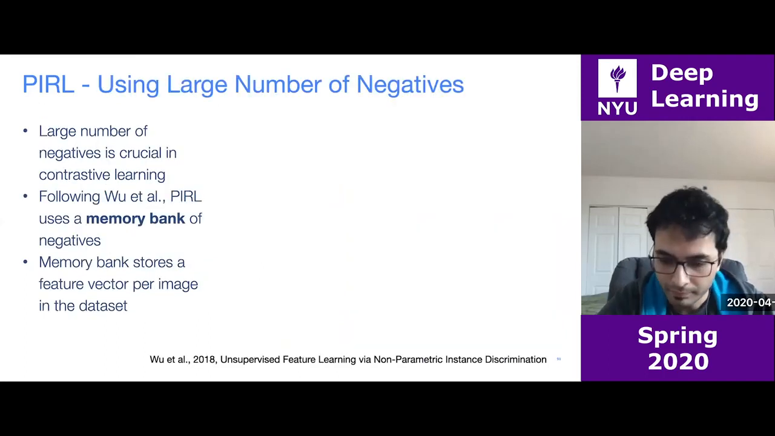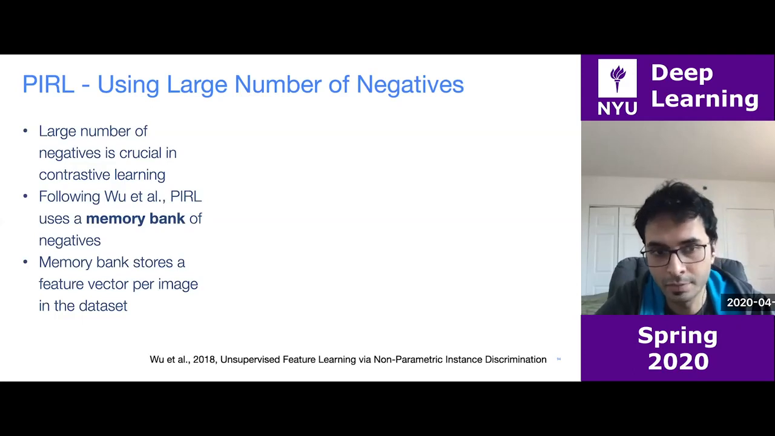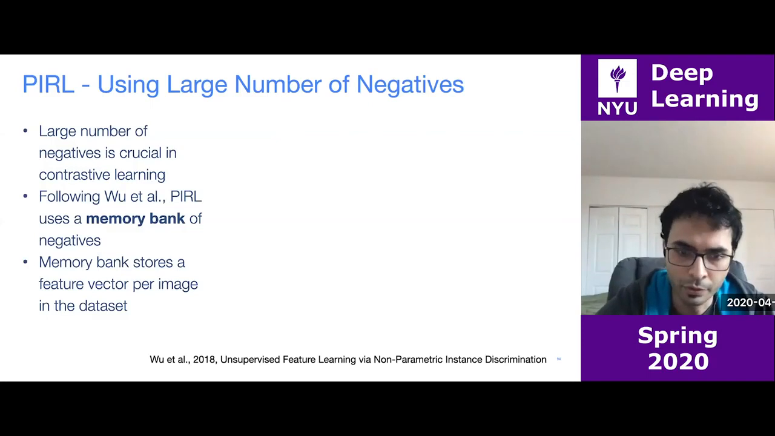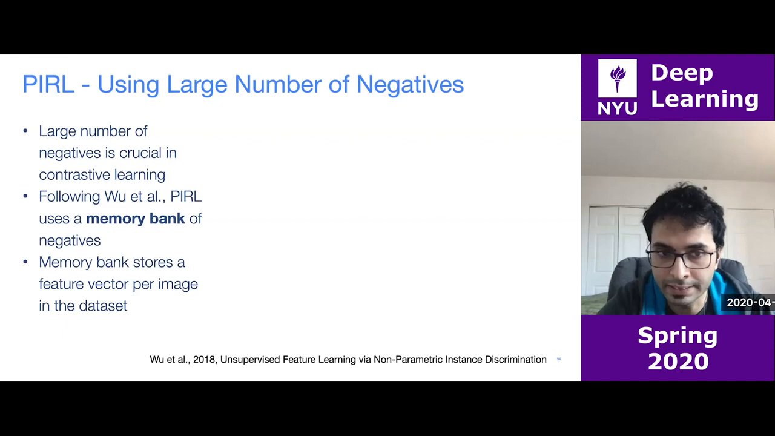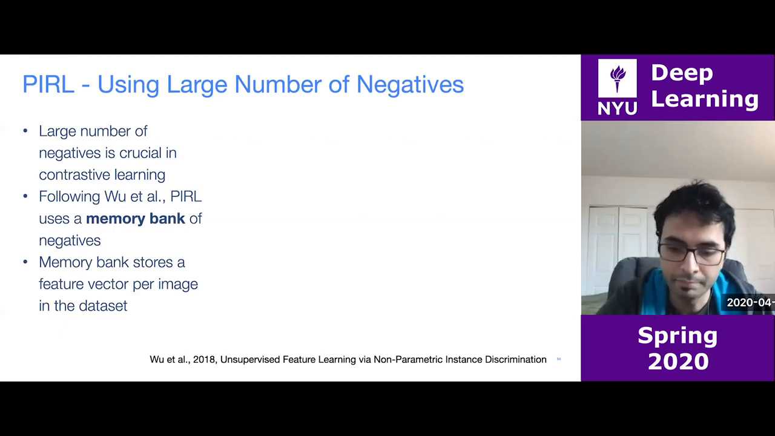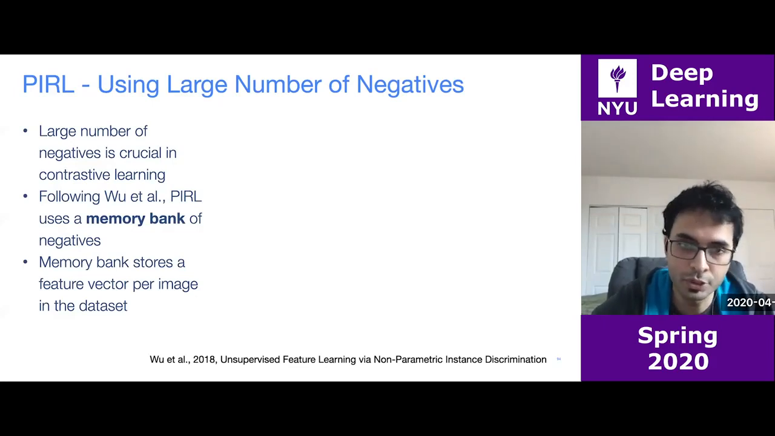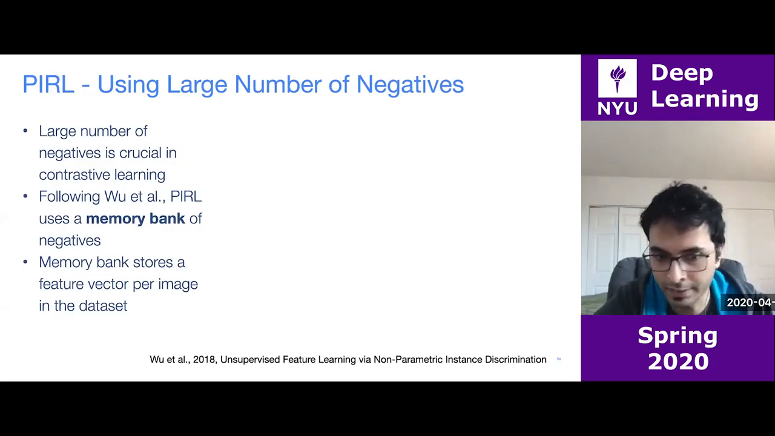The key thing that has made contrastive learning work well in the past, like the successful attempts, is really using a large number of negatives. One of the good papers that introduced this was the instance discrimination paper from 2018, which introduced the concept of a memory bank. And this has powered, I would say, most of the recent state-of-the-art methods, including MoCo, PIRL. They all hinge on this idea of a memory bank.